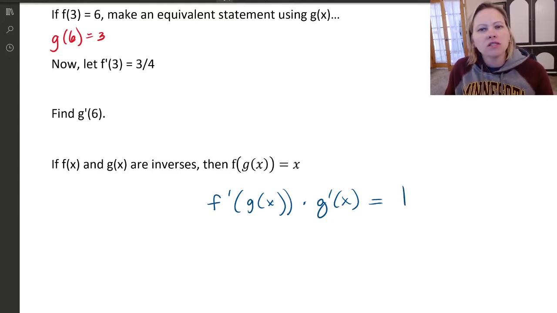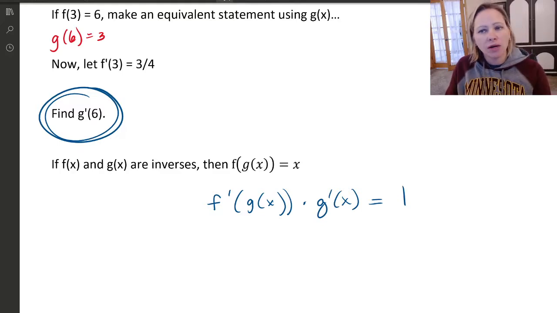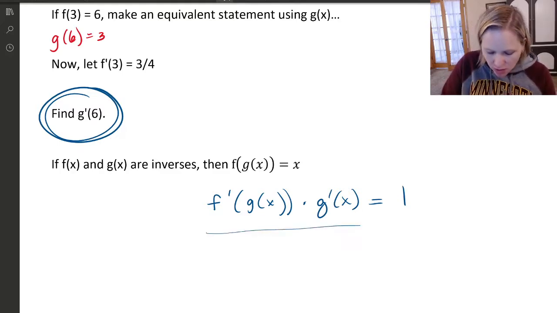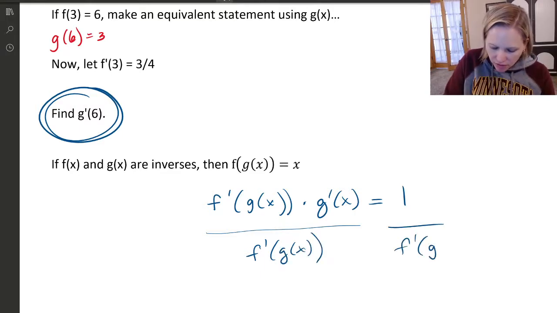Now, our goal is to solve for g prime of something. So that's what we want to get alone. So what I'm going to do is divide both sides by f prime of g of x, f prime of g of x.